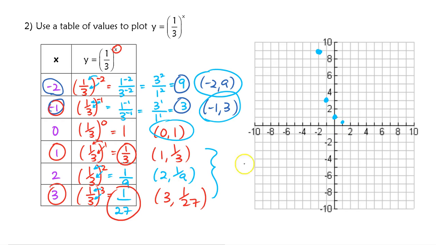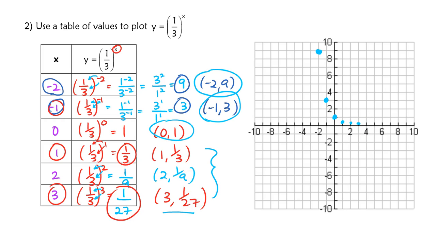When I do 2, 1/9, this time I want to be a little bit lower than the last point I just graphed. I know it's hard to do, but you just want to be a little bit lower because 1/9 is smaller than 1/3. And then for the last point, 3, 1/27, you go to 3 on the x-axis and then go up an even smaller amount than the last point, because 1/27 is even smaller than 1/9.